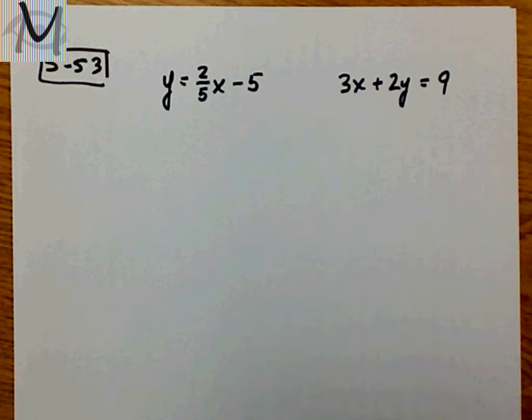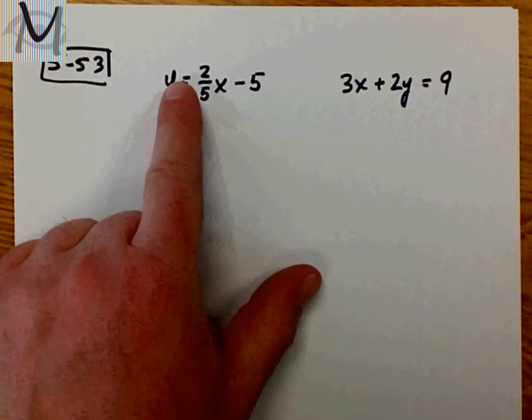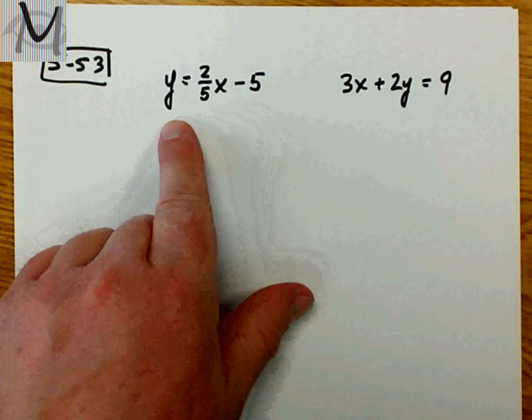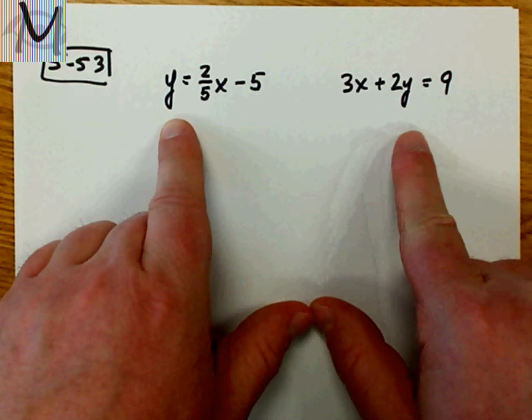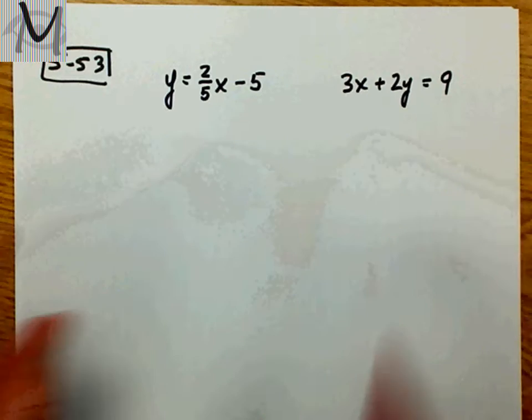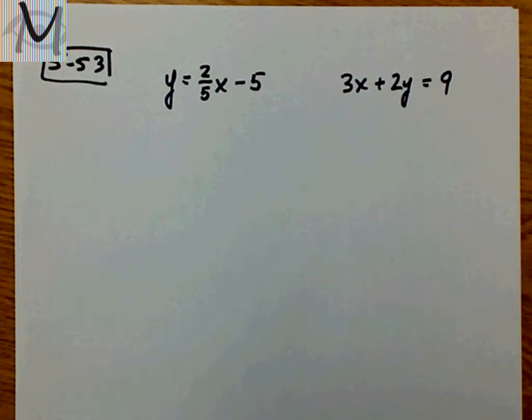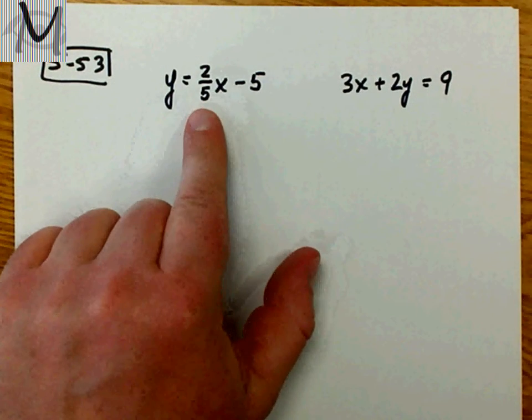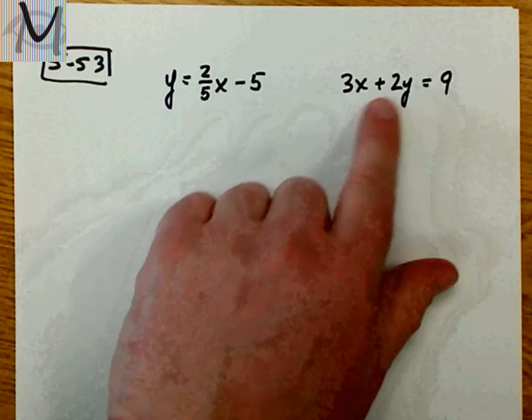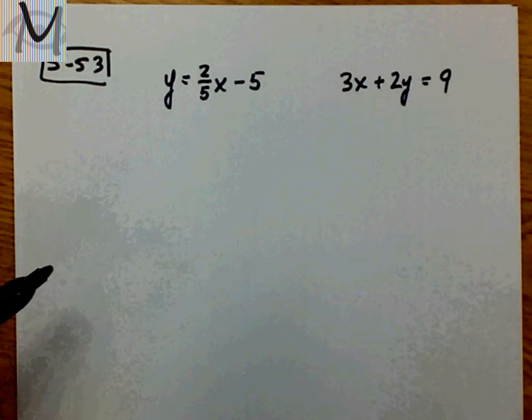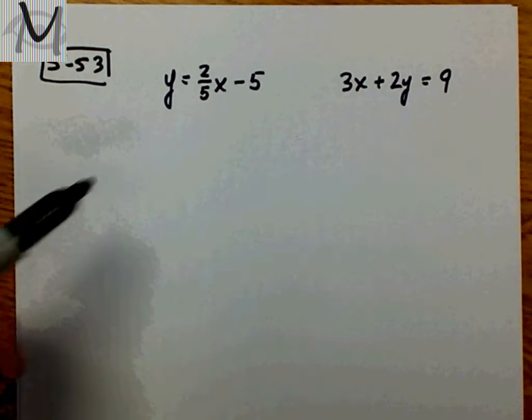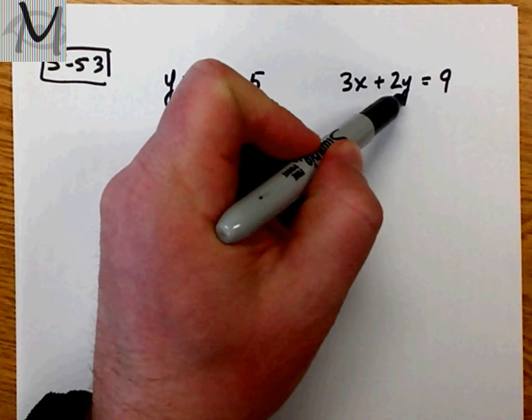Question 53 asks us to solve the system of equations using the equal values method. The reason why this is a little harder is notice that this one is in y equals mx plus b format. This one over here is not. The only way you can use the equal values method is if y is isolated, just like this equation, but in both equations. So we have an extra step, and that is we have to get y by itself here.